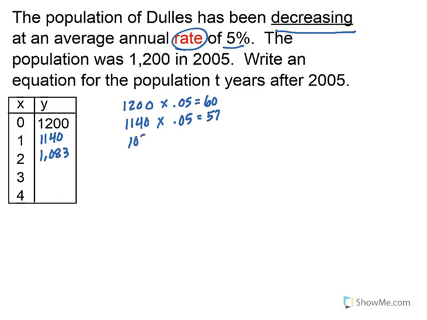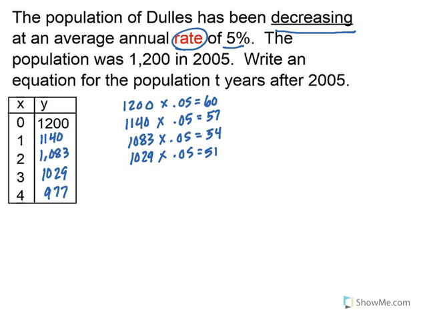And then keeping that pattern up, again, times 5%, that would be about 54. So that would give me 1,029. And then, one more time, it's about 51, so we lost another 51 students, which would give me a total of 977. So if we continue that pattern, we would just take 5% and then subtract. And then we could find the pattern that way.